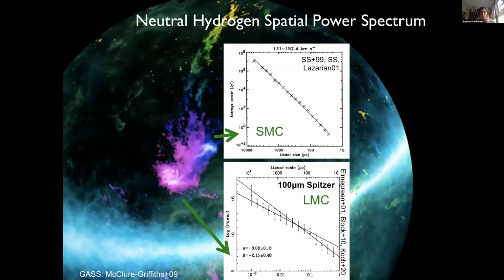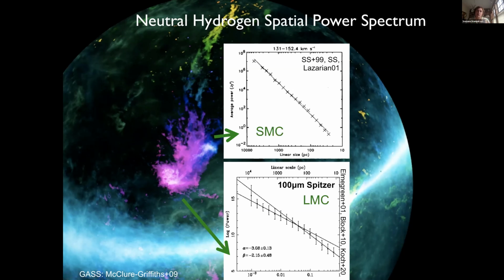One of the games we play when studying interstellar turbulence is using something called a spatial power spectrum. I'm showing here neutral hydrogen observations of the SMC and the LMC in color. What we typically do is take a whole image, typically a column density image of atomic hydrogen, do a Fourier transform, and then plot the power in the image as a function of spatial scale. This is the spatial power spectrum. If the structure is dominated by turbulence, the spatial power spectrum has a nice power law behavior, and the slope of that power spectrum tells us something about the type of turbulence.